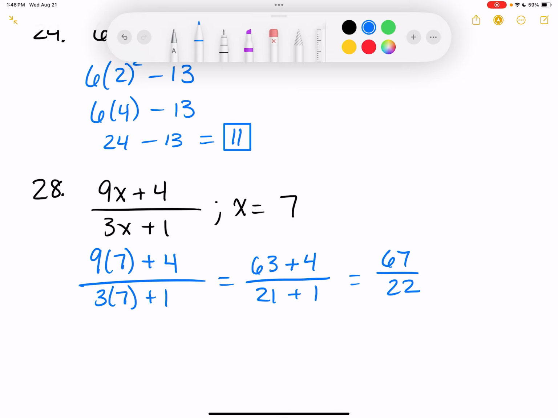And I'm fine with you leaving it like that, which I'm sure is weird if you've not been allowed to leave stuff improper before, but that's how I would leave it myself. If you just really prefer mixed numbers, then it would be 3 and 1/22.